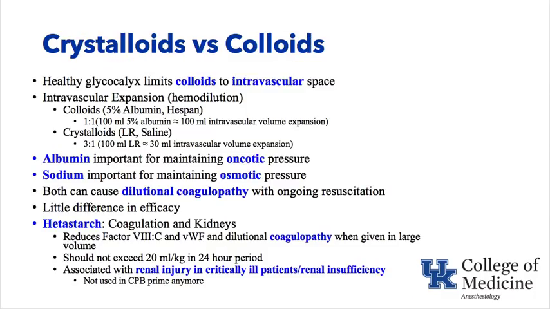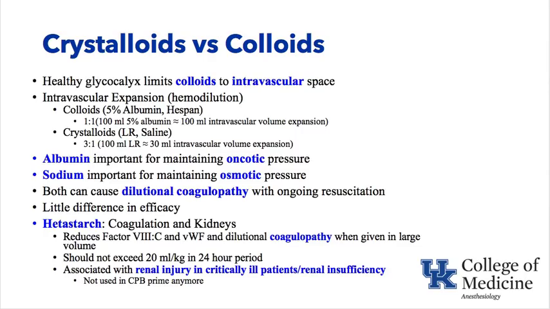Crystalloids versus colloids: it's that healthy glycocalyx which limits colloids to the intravascular space. If you cause intravascular expansion, hemodilution can occur. Colloids, such as 5% albumin, if you give 100 mils of 5% albumin, it expands the intravascular space about 100 mils, as opposed to crystalloids like lactated Ringer's and saline, where if you gave 100 mils of lactated Ringer's, about a third of that stays intravascularly, or 30 mils.